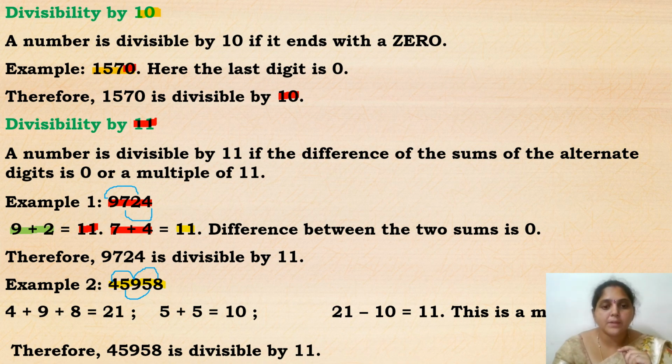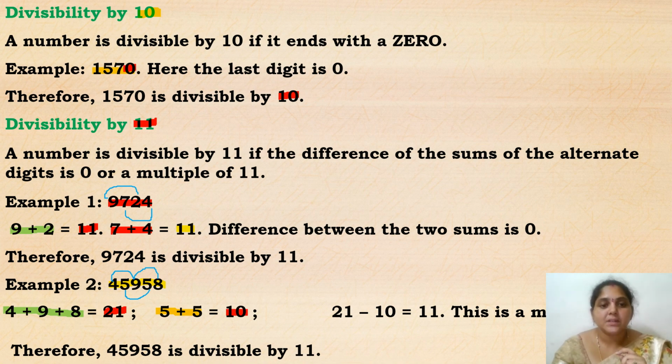Now what I have to do with my alternate numbers? I have to add them, that is 4 plus 9 plus 8. So what is my answer here? It is 21. Now what is my second alternate numbers here? 5 plus 5. What is the answer here? It is 10.